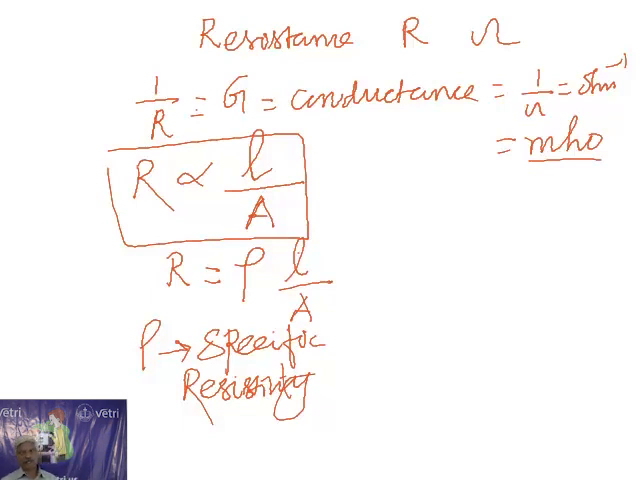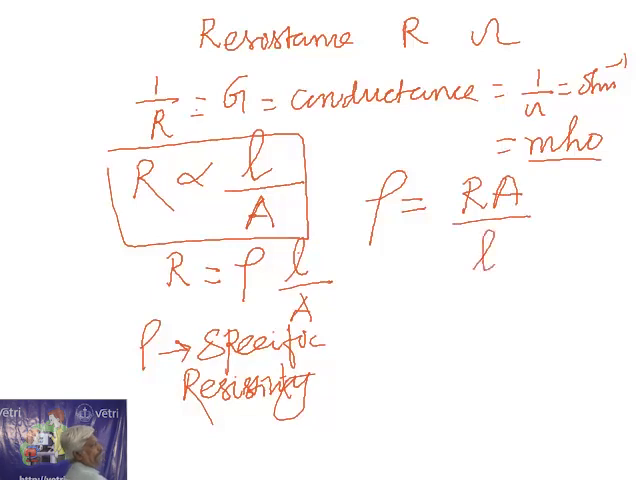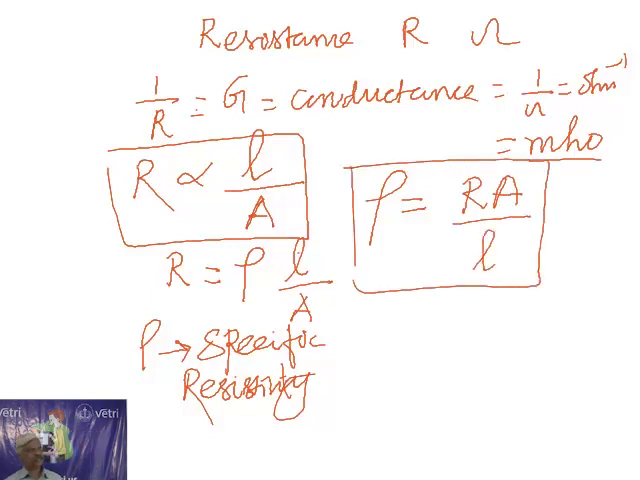This is the thing we have to understand. Then what is called rho now? The specific resistance or resistivity rho is equal to RA by L. This is the formula for finding specific resistance: R into A by L.